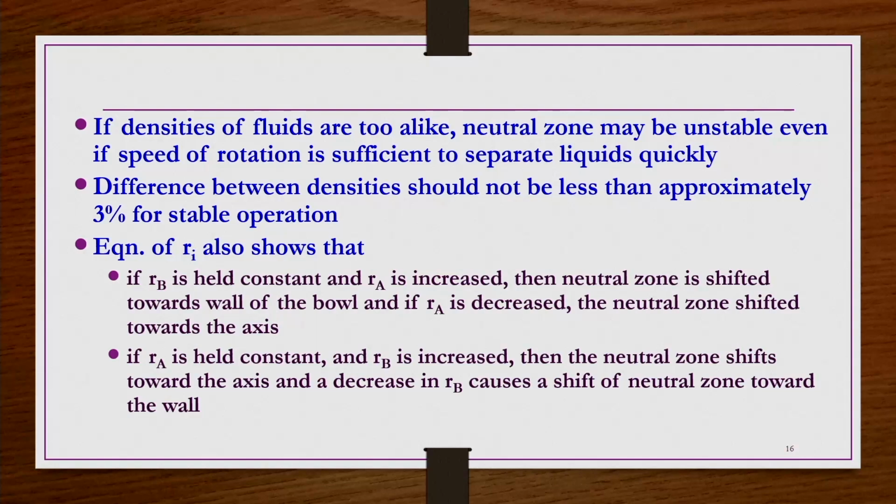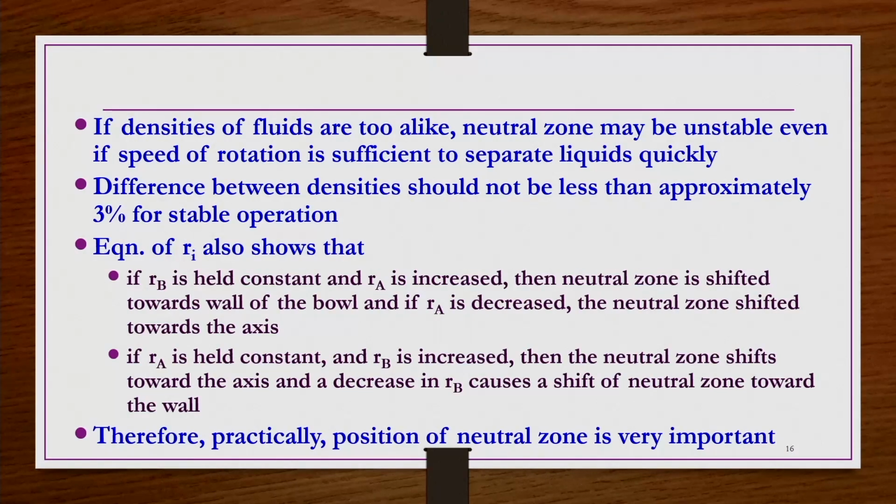Similarly, if Ra is held constant and Rb is increased, the neutral zone shifts towards the axis, and a decrease in Rb while keeping Ra constant causes a shift of the neutral zone towards the wall. So according to this value of Ri, one can place the Rb and Ra locations so that the separation of these two phases can be done effectively and continuously. Therefore, practically, the position of the neutral zone is very, very important. That is the reason we have calculated this Ri.